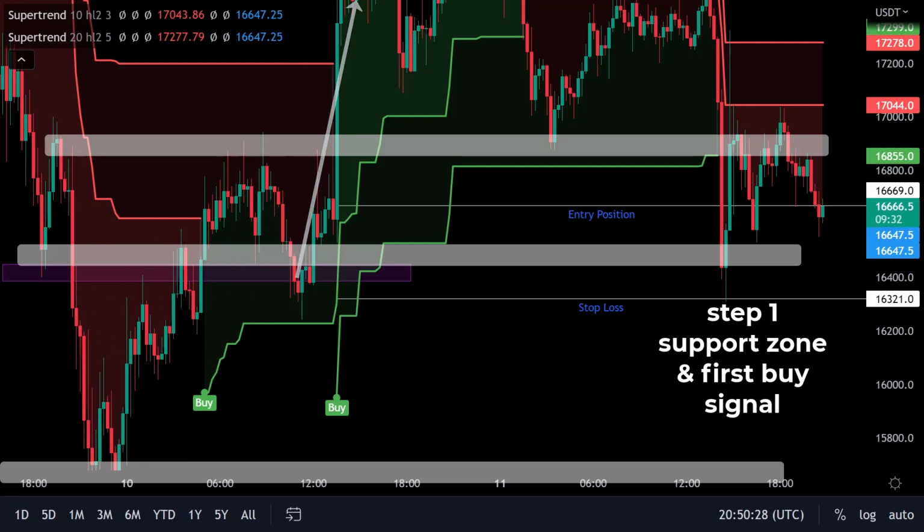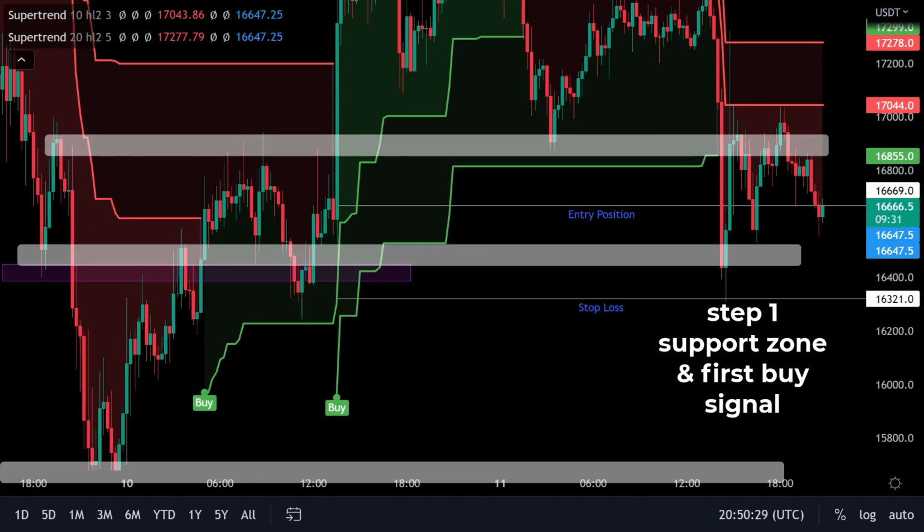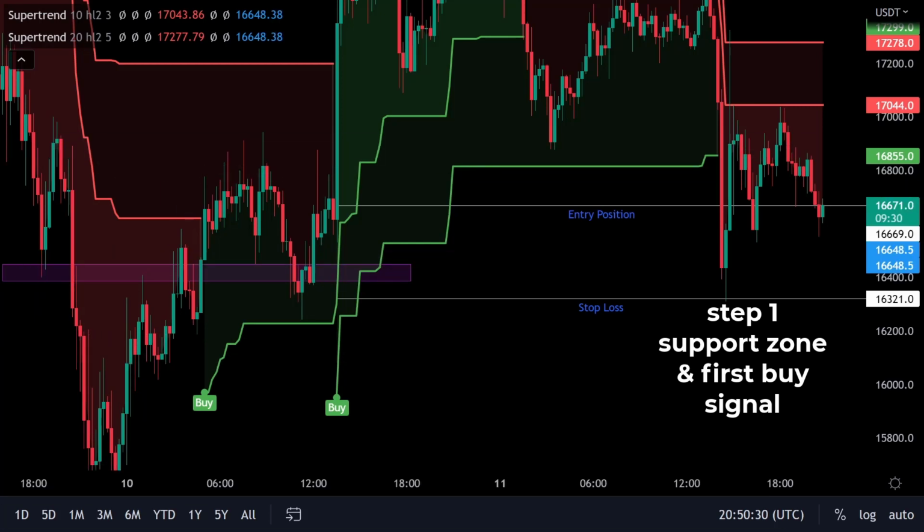Whenever we see price reaching a high multiple times in the past or a low multiple times in the past, we have found ourselves a resistance and support zone respectively. Very often, these zones act in both ways, as support and as resistance throughout time. For this example, we found a support zone and drew it in the form of a pink box. We then wait and search for a buy signal on the price graph.